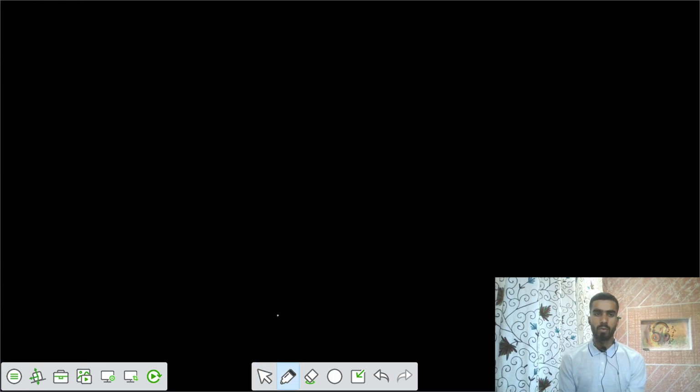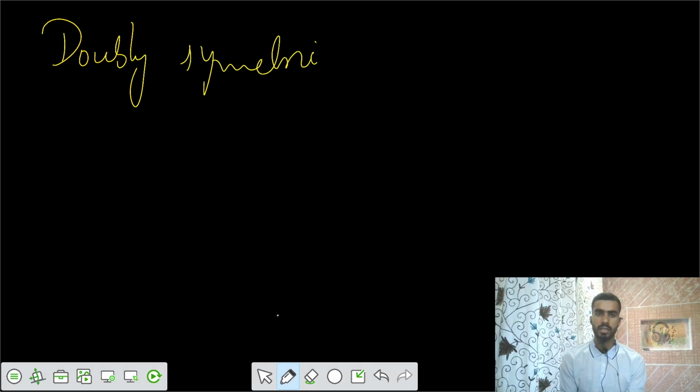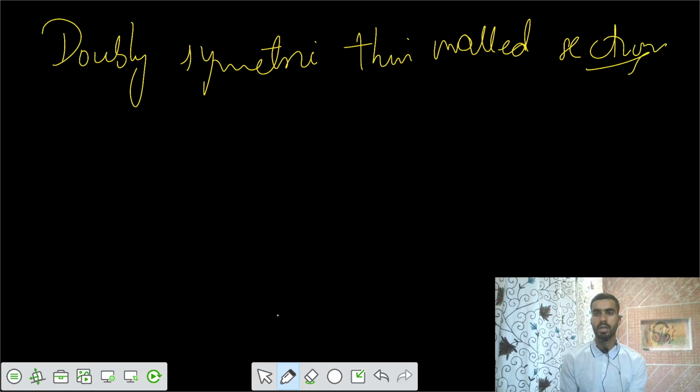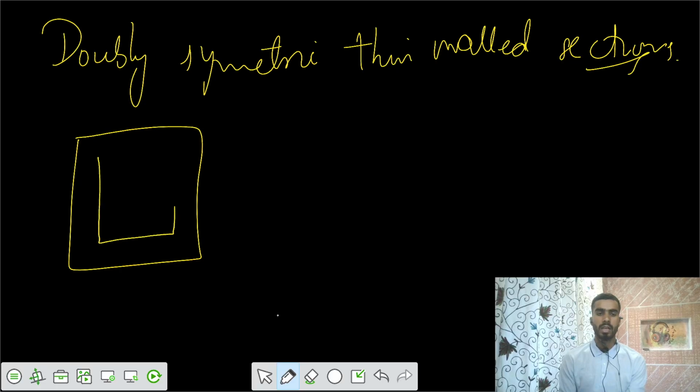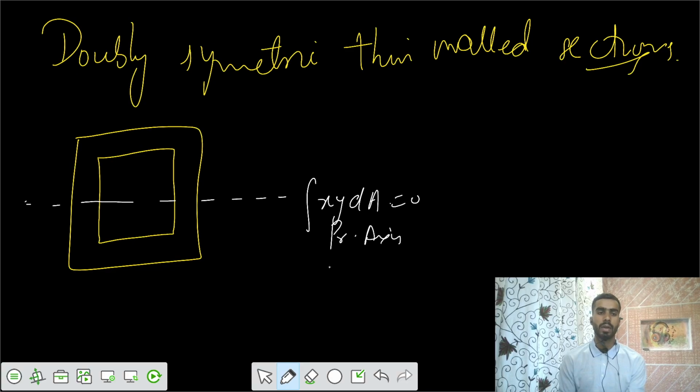One more point is that if you have doubly symmetric thin-walled sections, let's say you have a section with two principal axes. There is one principal axis along which the product of inertia equals 0, principal axis 1, or we can say one axis of symmetry. We have one more axis of symmetry.